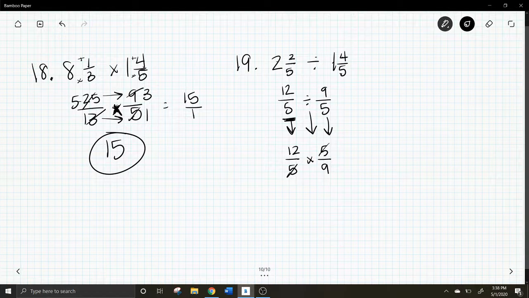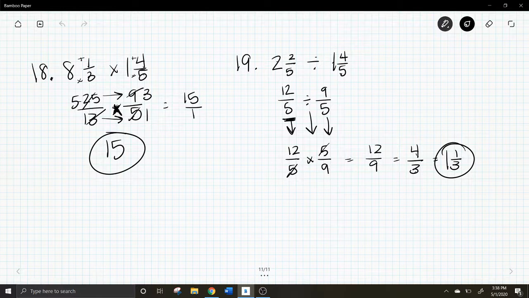So our 5s cancel. 12 and 9. These are both, you can reduce both of these by 3. So it would become 4 over 3. And 4 over 3, you might want to write that as a mixed number, 1 and 1/3.